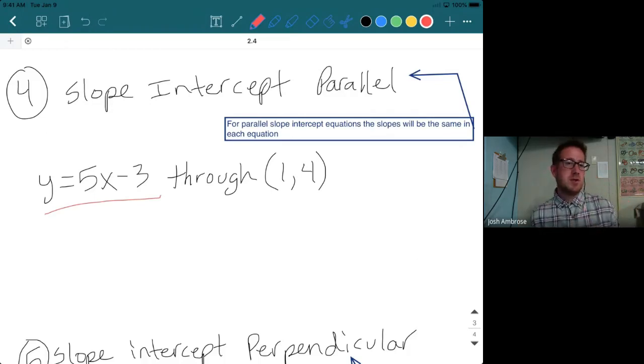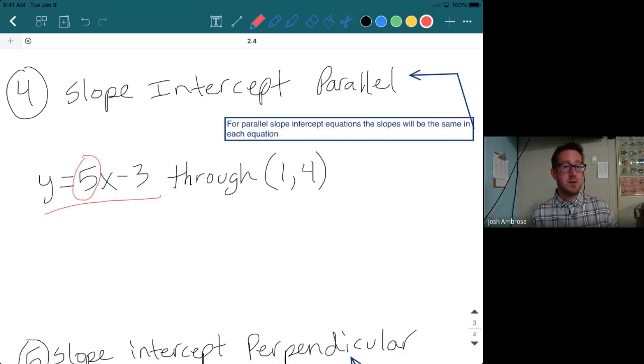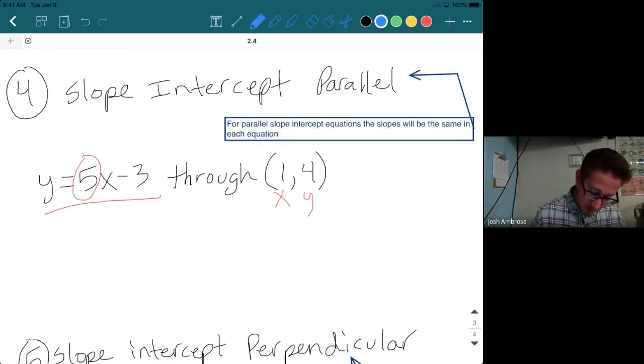Here's the note. Take a look at that right there. Parallel slopes will be the same. They will be equal to each other. So what does that mean? That means that this guy right here, that will also be the slope in our second equation. Then what do we use? We use this guy right here as our x and our y, and we will find out what the new b value is. All right, so let's do that.